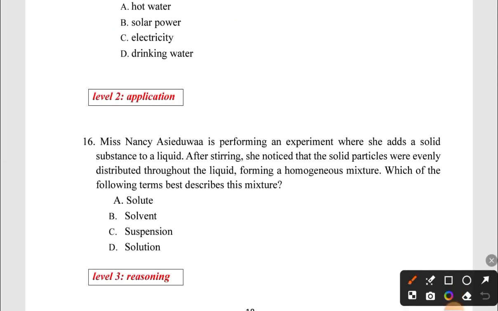16. Miss Nancy is performing an experiment where she adds a solid substance to a liquid. After stirring, she noticed that the solid particles were evenly distributed throughout the liquid, forming a homogeneous mixture. Which of the following terms best describes this mixture? A. Solute. B. Solvent. C. Suspension. D. Solution. The answer to question 16 is D. Solution.